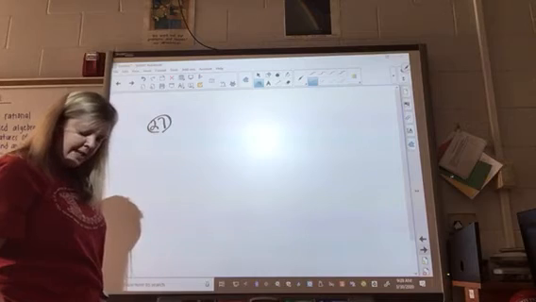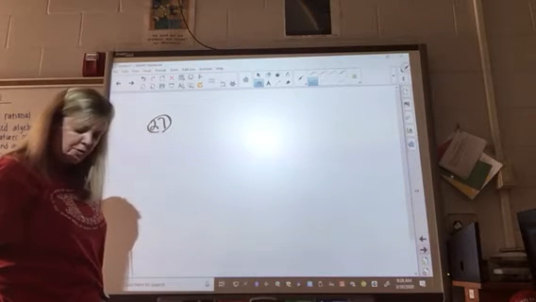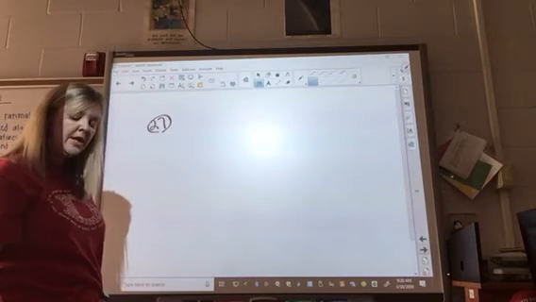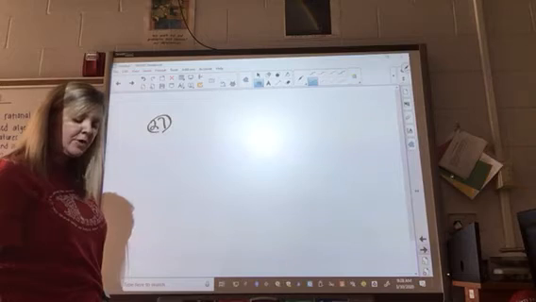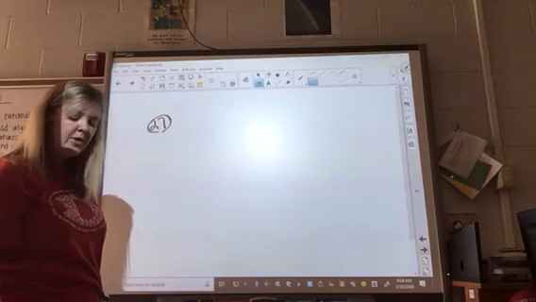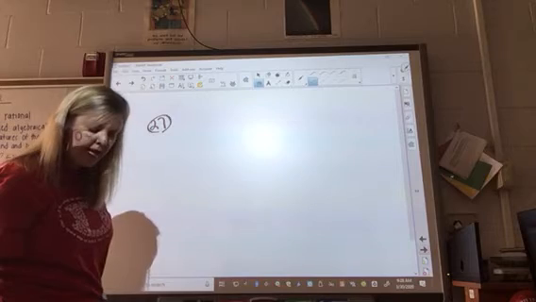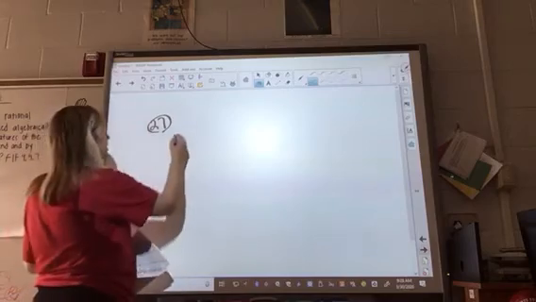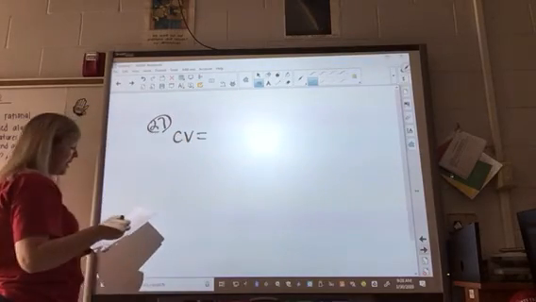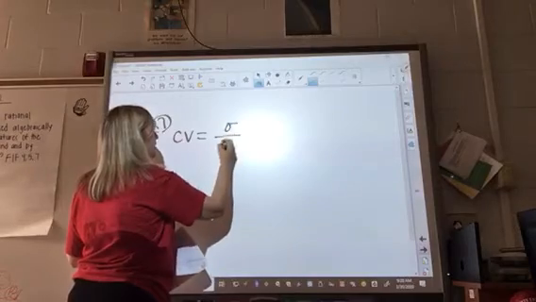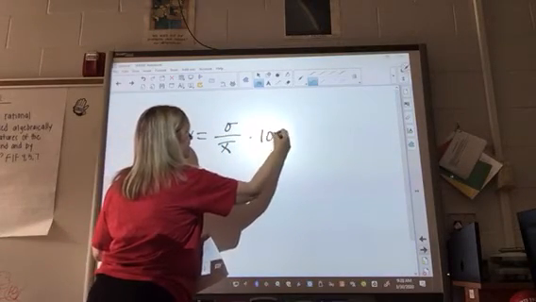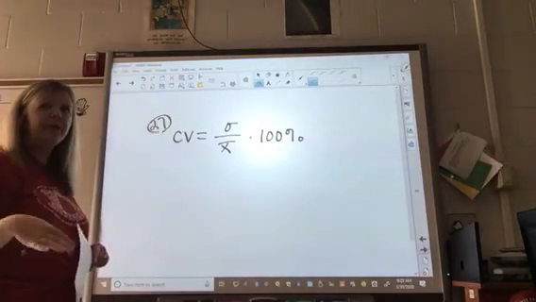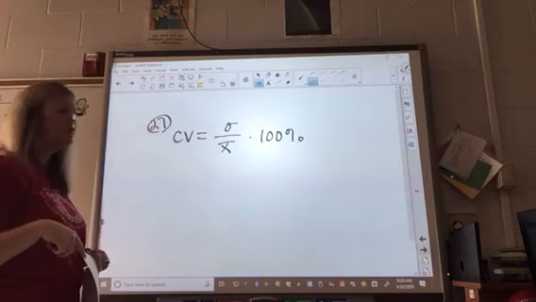All right, 27 says, the average number of days that construction workers miss per year is 11. The standard deviation is 2.3. The average number of days that factory workers miss per year is 8, with a standard deviation of 1.8. Which class is more variable? All right, we have to use a formula called the coefficient of variation. The formula is this. So what we have to do is turn these into something that we can make a comparison, and this formula will do it for us.